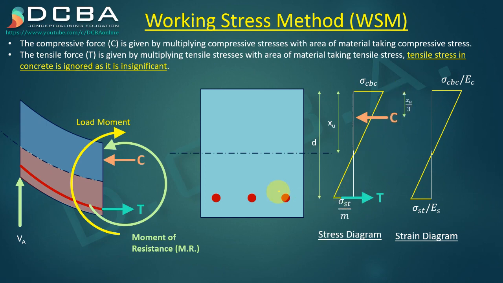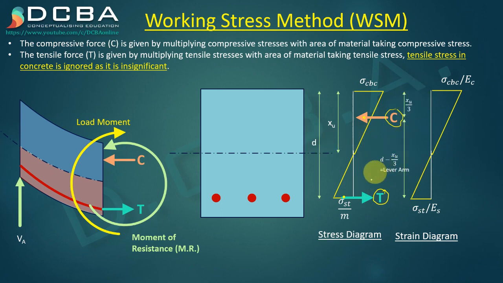As I had told you, moment of resistance is nothing but the couple moment formed by this. So I can either take moment of C about point T, or I can take moment of T about point C, for finding moment of resistance, and in both cases I'll have to multiply it by this distance, which is called as a lever arm. This distance is d minus xu by 3 and it is called as lever arm.